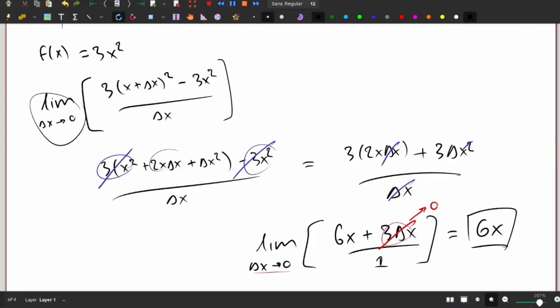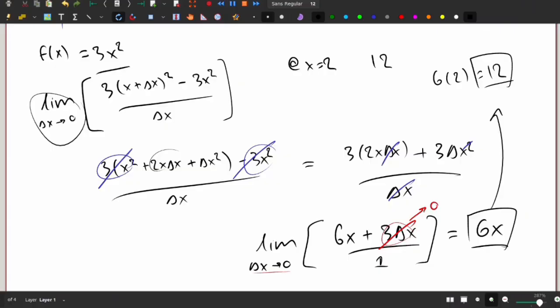And remember, when we calculated it initially by plugging in the point, we said the derivative at x equals 2 was 12. And if we plug that in, we simply get 6 times 2 is equal to 12. So this result is the correct derivative of 3x squared.